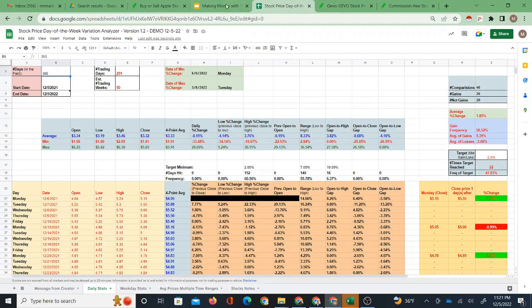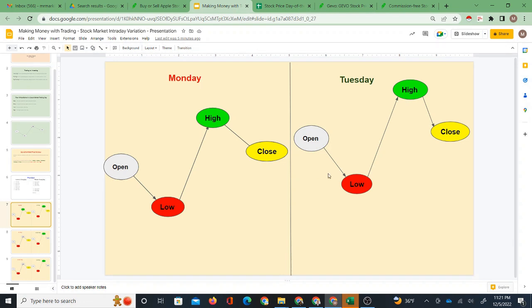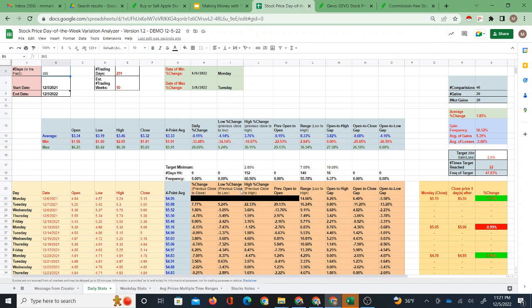This low percent change, that's this close compared to this low, right? Between any 2 days. It doesn't have to be Monday, Tuesday. It could be Tuesday, Wednesday. Close to that low. So on and so forth. So you see the gaps. You see the high percent change, that's the close to high.